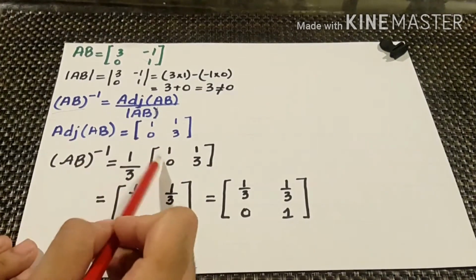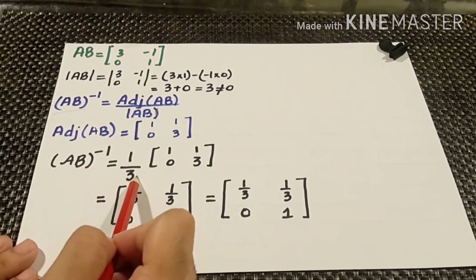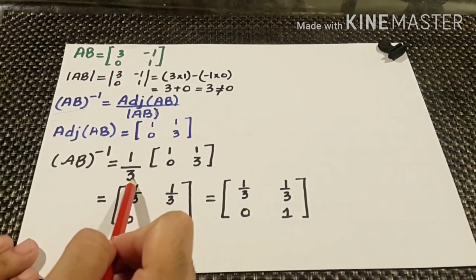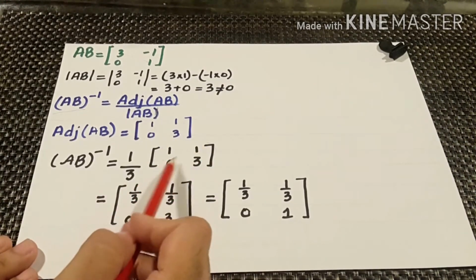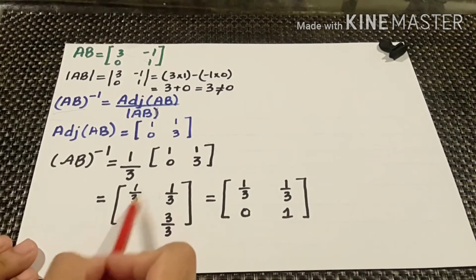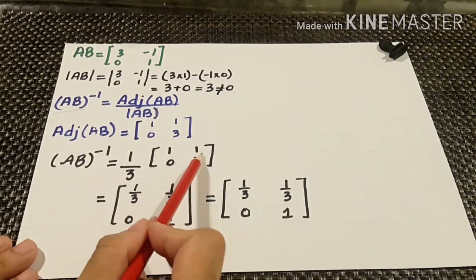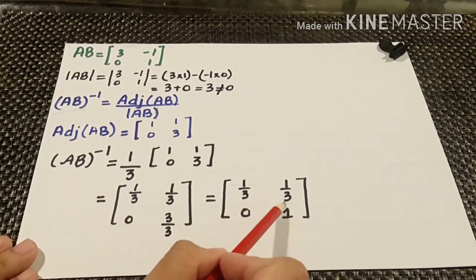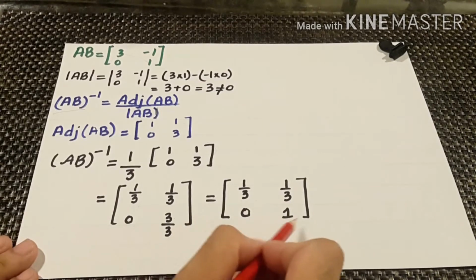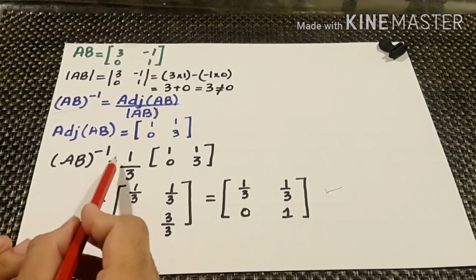Now we substitute the values. AB inverse is equal to 1 by 3, where 3 is the determinant, and this matrix is the adjoint of AB, [1, 1; 0, 3]. Now we further solve it. We divide the inner values by the determinant: 1 by 3, 1 by 3, 0, 3 by 3, and we get 1 by 3, 1 by 3, 0 and 1. This is the matrix of the left hand side, that is AB whole inverse.